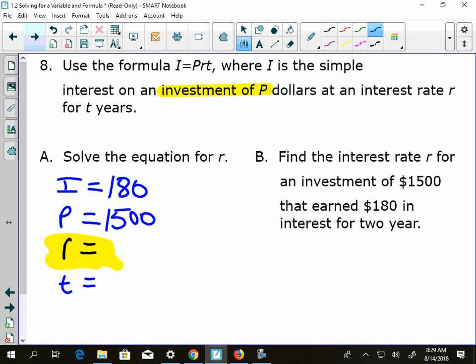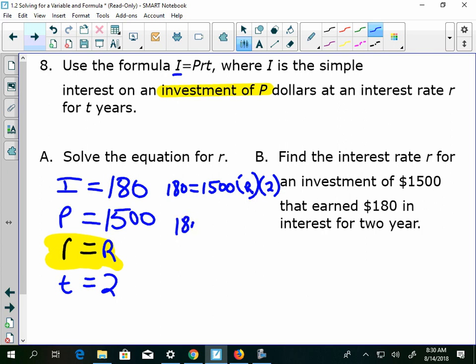For 2 years, what's 2 years? That's my time. So I'm just going to leave the R. That just stays R. So now I just fill it in. My I goes right here. That's 180, equals my P is 1,500 times R times 2. So now you just solve this.